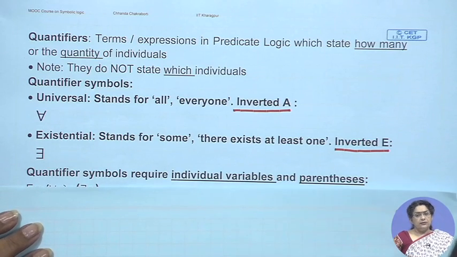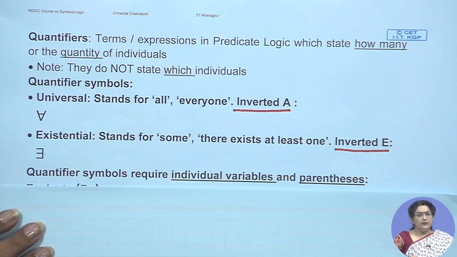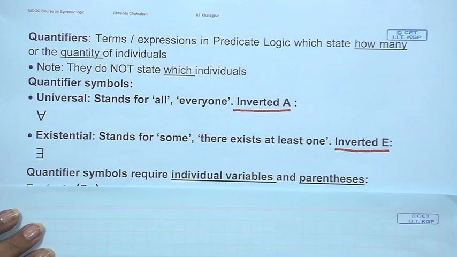Now, together with these symbols, we are going to require individual variables. The quantifier symbols work with individual variables, not with constants. With constants, you never will ask how many, but with the variables, which is unspecified, with them you can ask how many of those, right. And so, individual variables come along with the quantifier, and they form an essential part of the quantifier symbols, and there will be also parentheses or brackets.